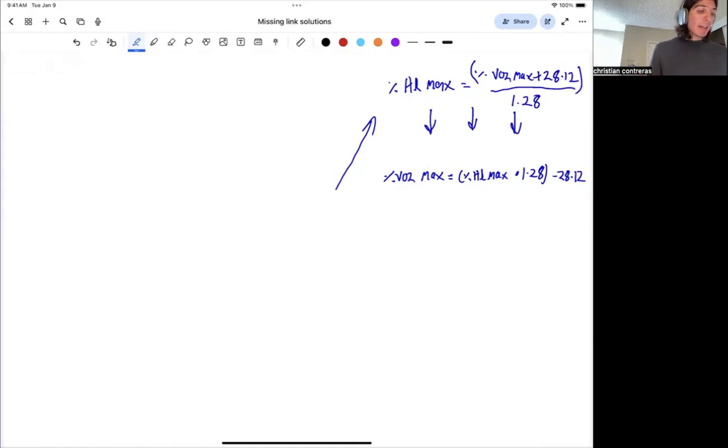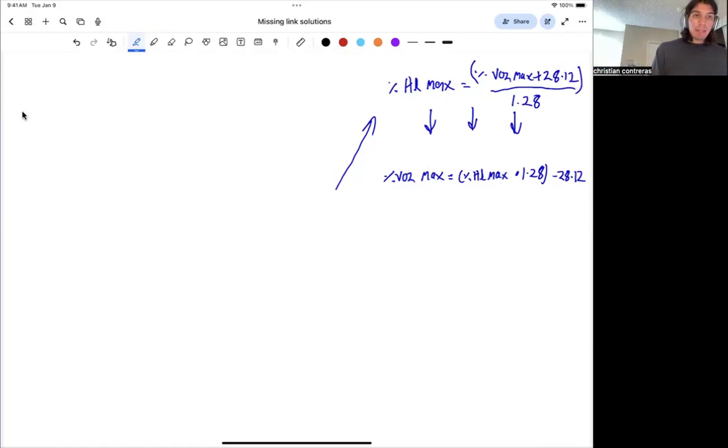All you have to do is isolate the VO2 term. The first thing you do is multiply 1.28 by both sides, and that's how you get percent heart rate max and 1.28 in the bracket right there. That'll cancel out the 1.28 on the bottom. Then you subtract 28.12 from both sides, and that leaves you with just percent VO2 max on the left-hand side. That makes it easier than rewriting the equation every time. You can just know the formula and plug in the values they give you to get the answer you need.